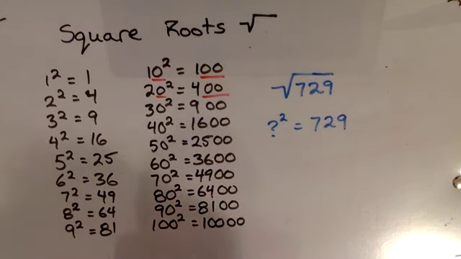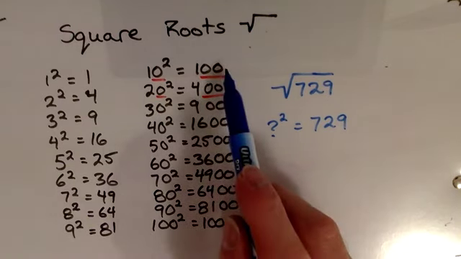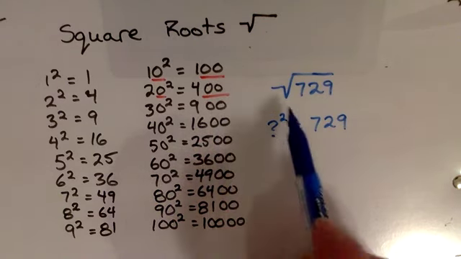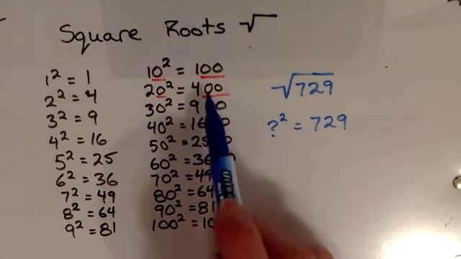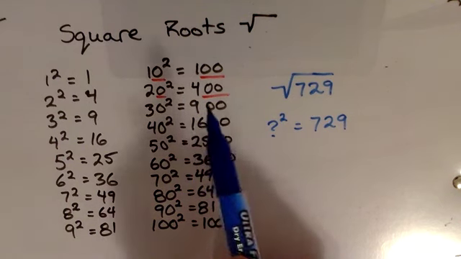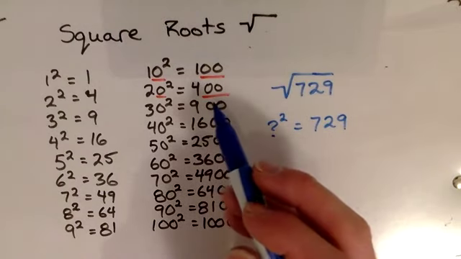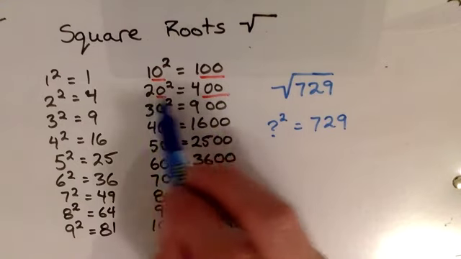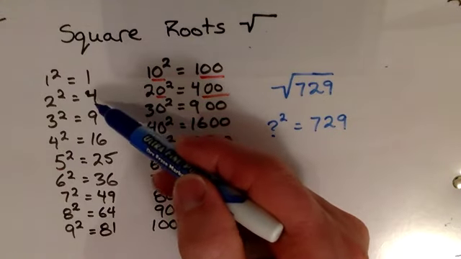So the first way we can sort of narrow down our search is to look around. And 729, well, it's bigger than 100, it's bigger than 400, but it's actually smaller than 900. So we know that the number we're looking for has to be somewhere between 20 and 30 because our answer is somewhere between 400 and 900. And we can guess sort of if it's closer to the 900, then it'll be a bigger number, or a number closer to 30, I should say. And if it's closer to the 400, it'll be a number closer to 20.